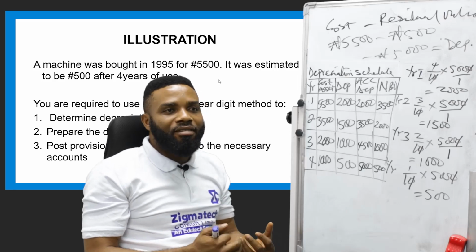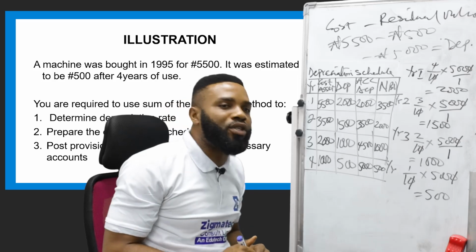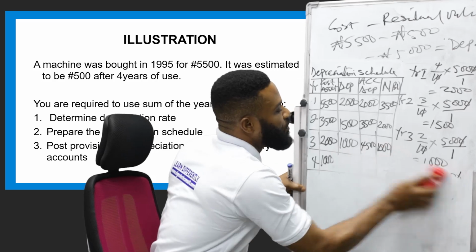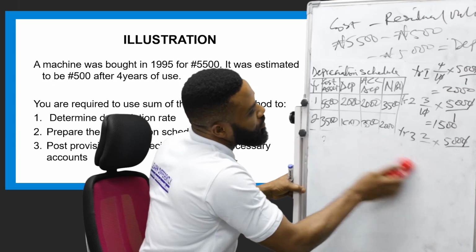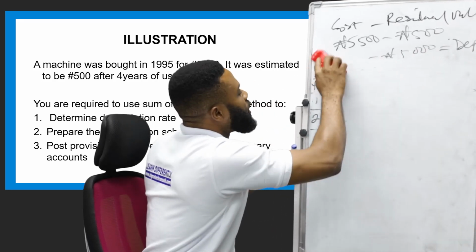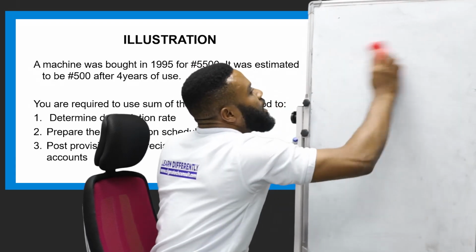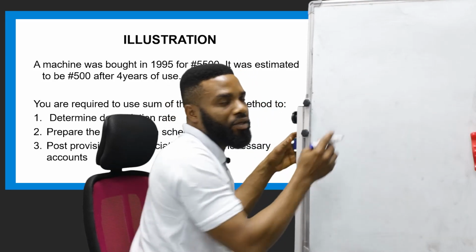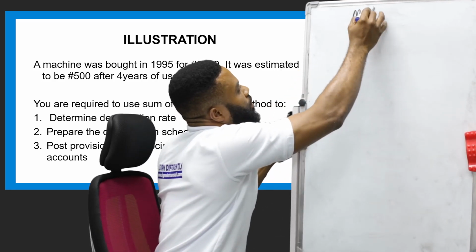Now the posting. I have said that 4 different accounts are involved in every depreciation that one is expected to prepare. These accounts are, 1, the asset account; 2, the profit or loss account; 3, the provision for depreciation account; and then the last one, the balance sheet. Let's quickly look at the asset account. The asset account is a machine. We say machine account.